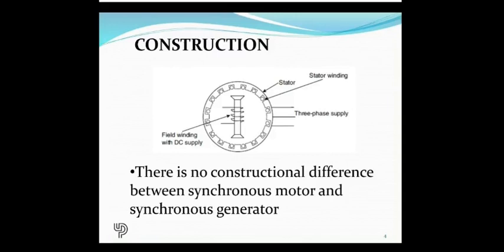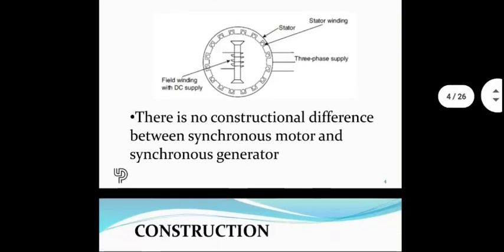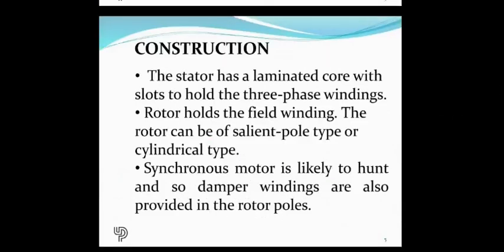All right. So constructionally, we are looking at the same machine as we saw in case of synchronous generators. But the functionality is reversed. The stator, of course, is laminated so that eddy current losses are reduced. I have already said all this, that the poles on the rotor can be salient type or non-salient type, which is also known as cylindrical type construction.